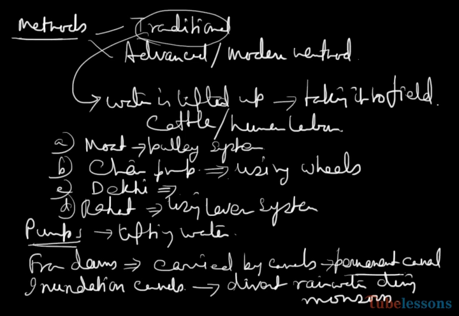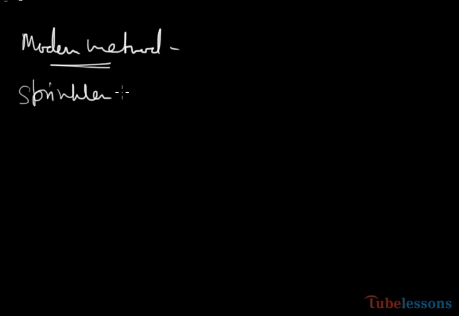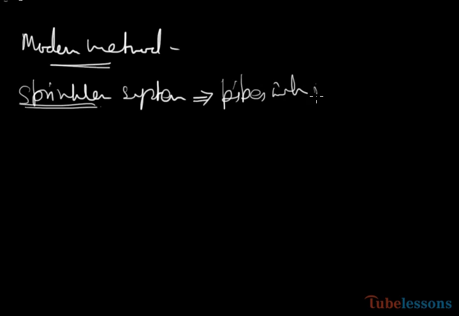Now we come to the advanced or modern method of irrigation. In the modern method, normally we use two systems. One is the sprinkler system, as the name indicates. It has perpendicular pipes with rotating nozzles.